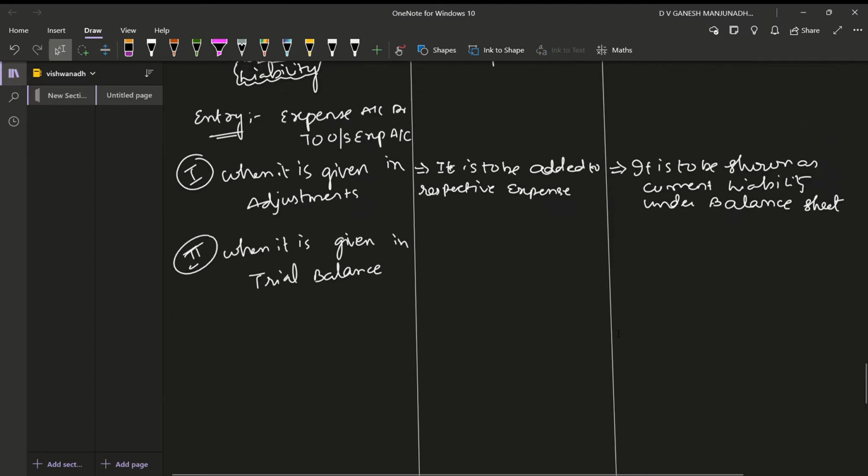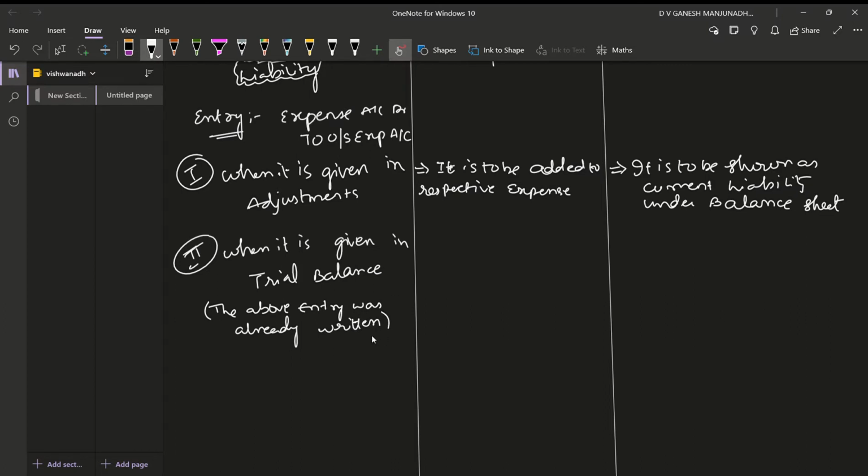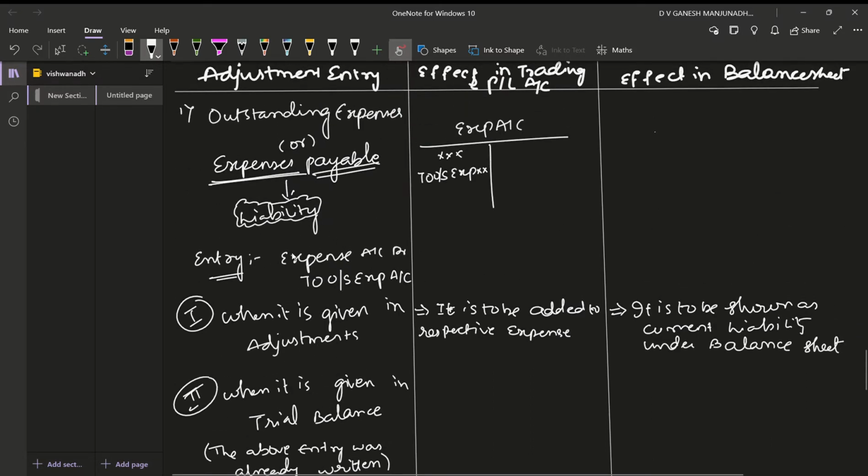When it is given in trial balance, what do we need to follow? We have to take note that the above entry was already written. That means the entry, expense account debit to outstanding expenditure account, is already incorporated when it is given in trial balance. What impact would there actually be?